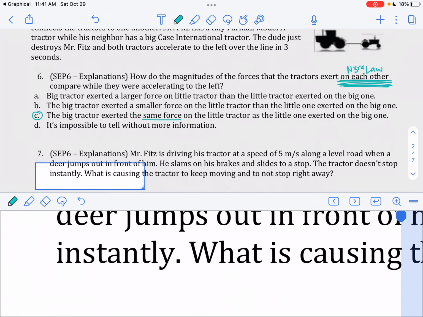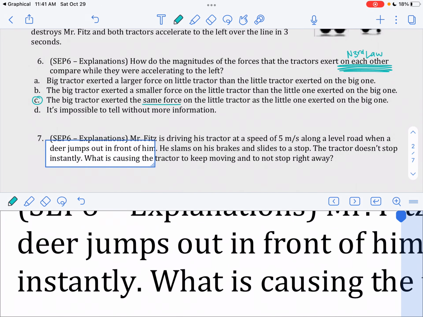Okay, so now Mr. Fitz is driving his tractor at a speed of 5 meters per second along a level road when a deer jumps out in front of him. He slams on his brakes and slides to a stop. The tractor doesn't stop instantly. What is causing the tractor to keep moving and to not stop right away?